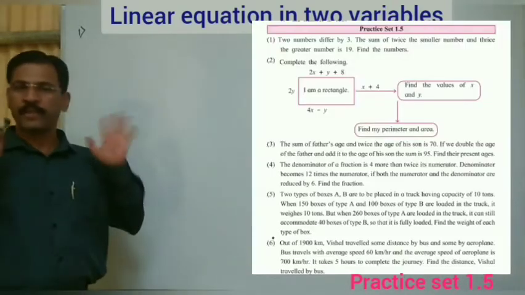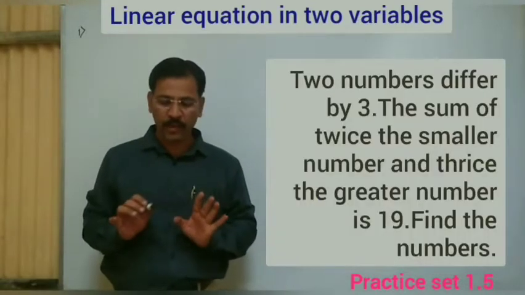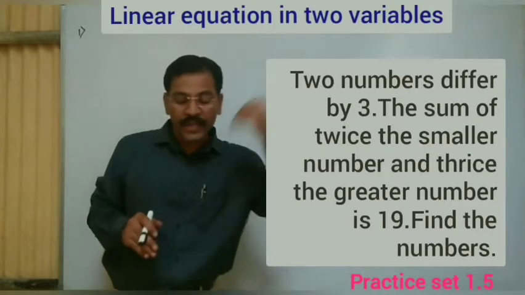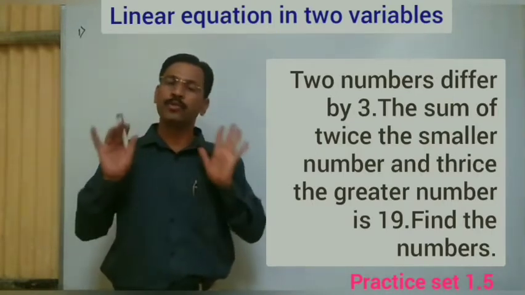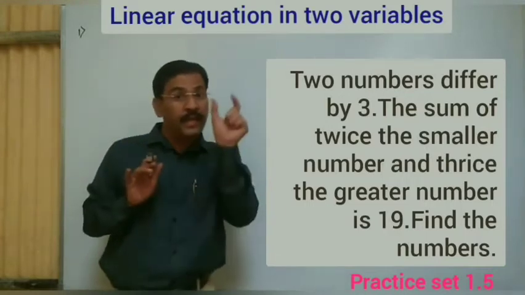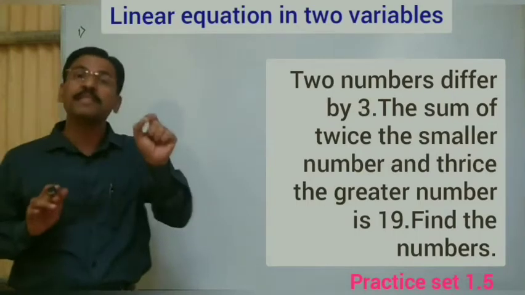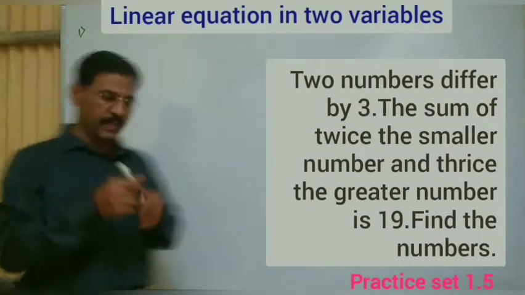See here, first one. Two numbers differ by 3. The sum of twice the smaller number and thrice the greater number is 19. Then we have to find these two numbers. Okay friends? Here a difference is there. Whenever the difference is there, always suppose the larger one or greater number first.